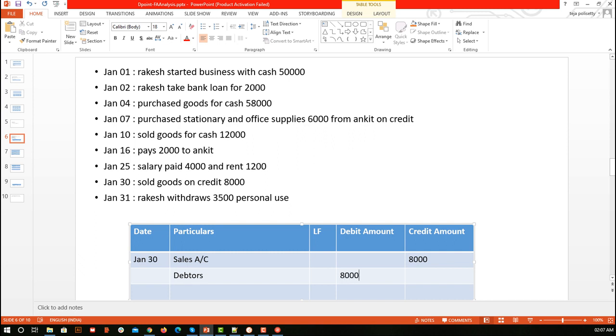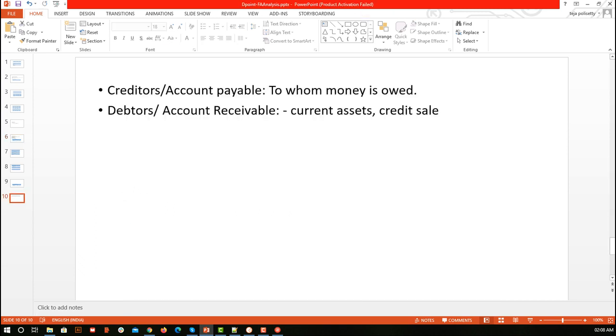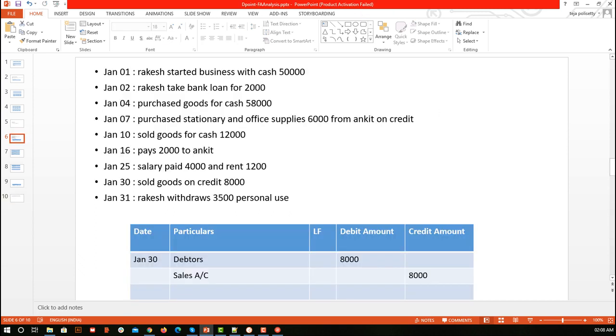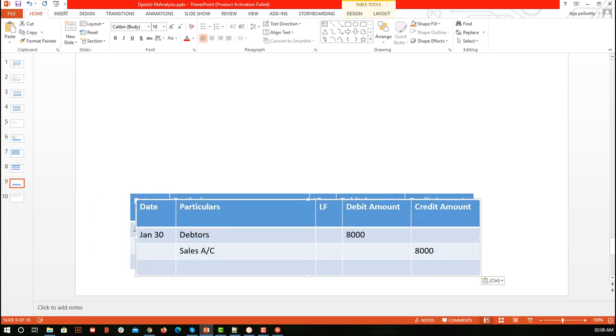So is this correct? No, right? Why? Because anything that has a debit should be written first. So let me cut this, oh my bad, and write it here. And similarly this is going to come down. So don't worry about which account is to be written first, just write it in and later on we can change it. Okay, so this was our credit sale. This is a new concept we have learned today. Let me remove this, Control C, Control V.